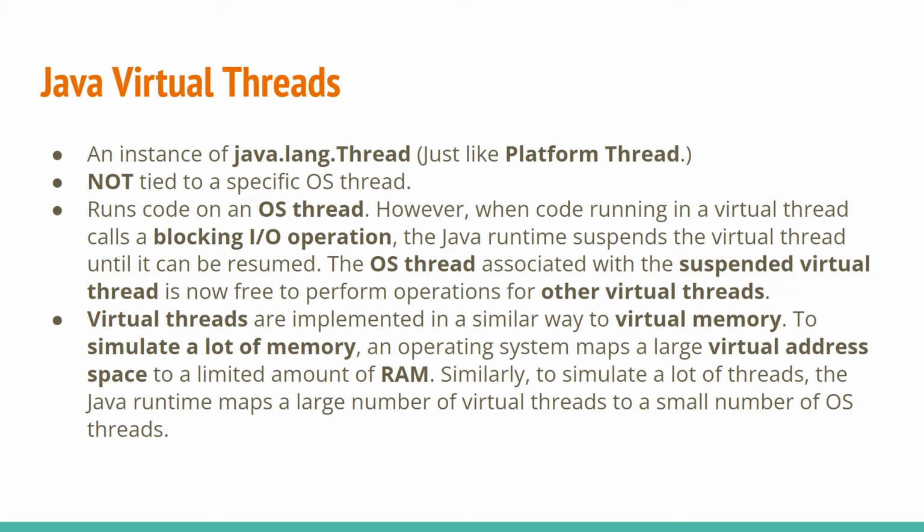Virtual threads are implemented in a similar way to virtual memory. To simulate a lot of memory, an operating system maps a large virtual address space to a limited amount of RAM. Similarly, to simulate a lot of threads, the Java runtime maps a large number of virtual threads to a smaller number of OS threads. If you are aware of the virtual memory concept, where large memory is simulated but you actually have very limited memory, something similar happens here. You can simulate a lot of threads, but you actually have a limited number of OS threads.